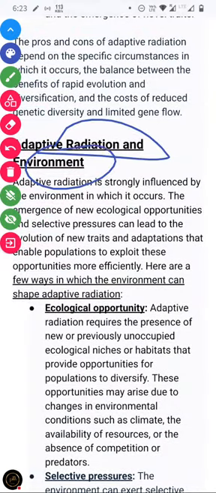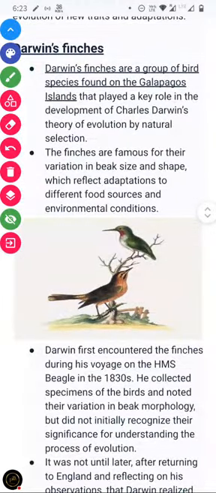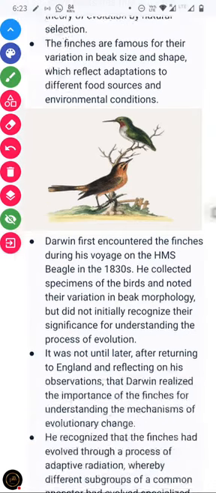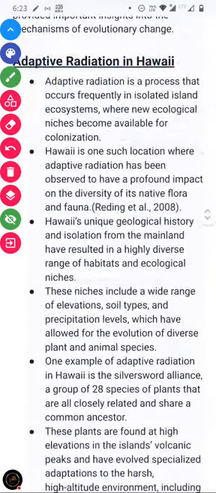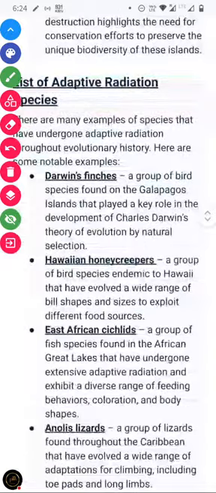Adaptive radiation and environment. What are the differences and similarities between adaptive radiation and environment? Darwin's finches. These are the finches of Galapagos Island and South America or Latin America, which is a comparison between these two geographical areas with the example of Darwin's finches, and adaptive radiation in Hawaii. So these are the examples given here.